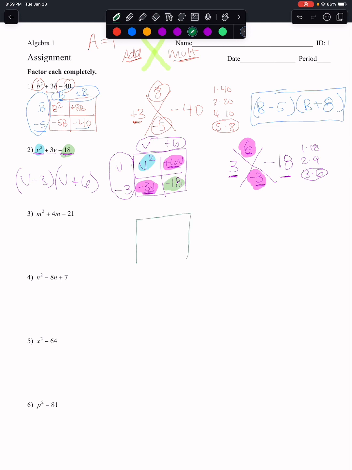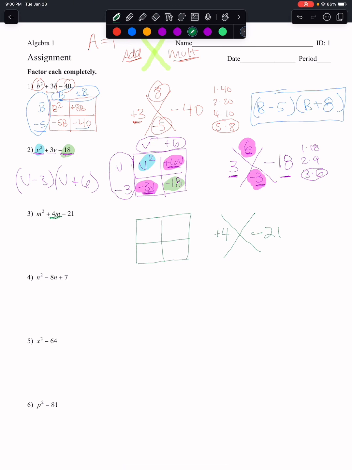And if at any time I'm going really fast, you can always stop the video, pause it, rewind it, all that good stuff. All right, so the number that's going to go in front is going to be positive 4 because of this. The number that's going to go in back is going to be A times C, which is 1 times negative 21, negative 21.